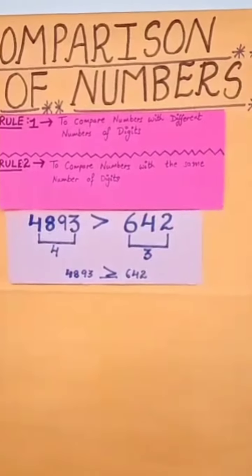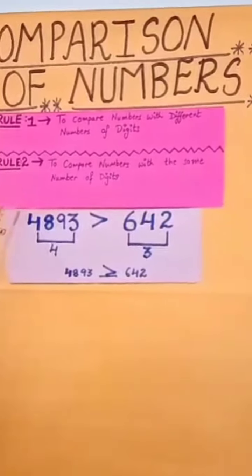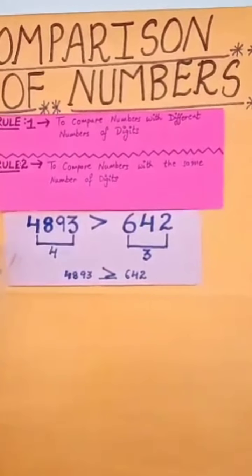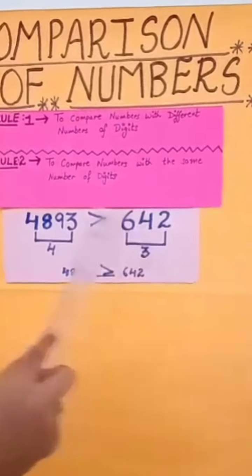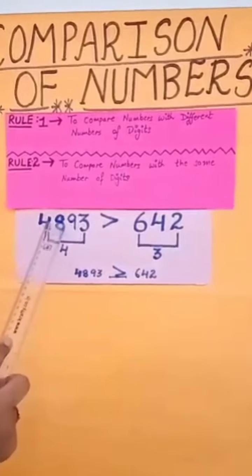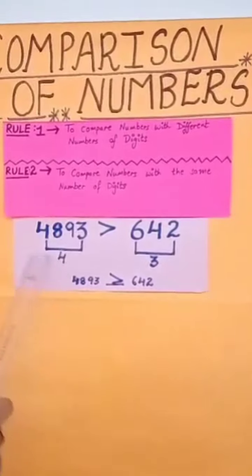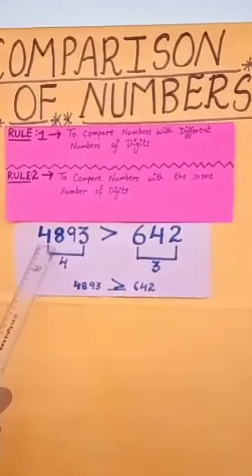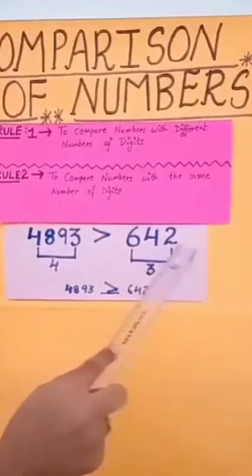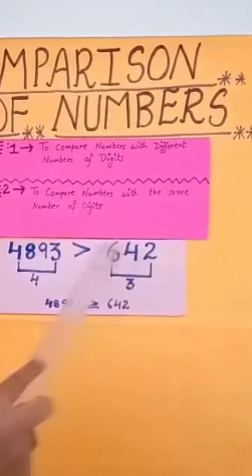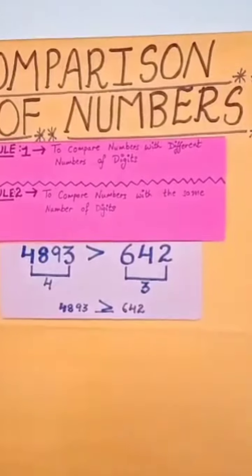So as per our rule number 1, I have taken one example. This is your first number and this is your second number. This is the example which we'll be taking. Now among these, let's start with this number, that is 4893. Now 4893 and 642, these are your two numbers. Among these two numbers, which one is greater?